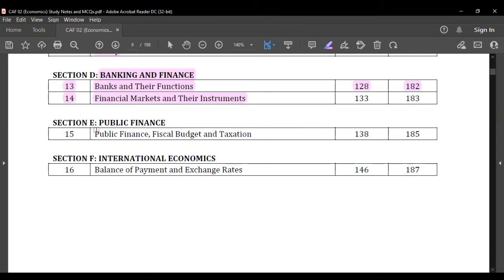Then we will move toward the public finance sector. The government income and expenditure will be studied in this sector, along with the fiscal budget and the effect of taxation on government planning and scheduling of activities. And at the end, we are going to cover international markets, balance of payments, and exchange rates.